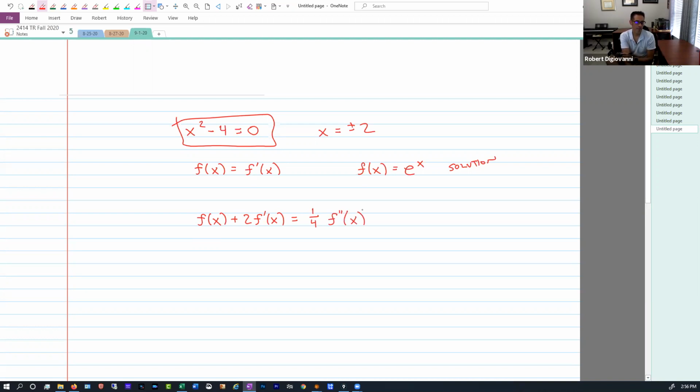You see, this is called a differential equation. It's an equation that involves a function and its derivatives. So the equation is made up of a function and its derivatives, and your task is to figure out what f of x satisfies the equation. So when you take the derivative of your answer and plug it in here, and when you take the second derivative of your answer and plug it in here, you get a true statement.